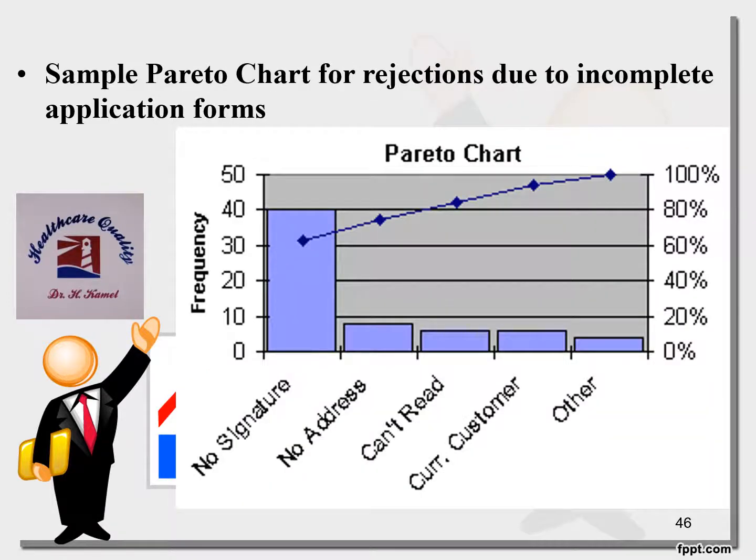Here is a sample Pareto chart for rejections due to incomplete application forms. When we plot the different causes of the problem, we found that no signature represents 80% of these causes.